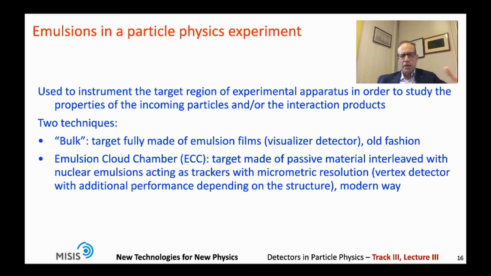There are basically two technologies. One is the bulk, where the target is fully made of nuclear emulsion, and the emulsions are used as a visualizer detector. This is the oldest fashion of the emulsion technology. The modern way is the emulsion cloud chamber. So the target is made of passive material interleaved in nuclear emulsion films, acting as trackers with micrometric resolution. And so this is a vertex detector with additional performance depending on the structure.